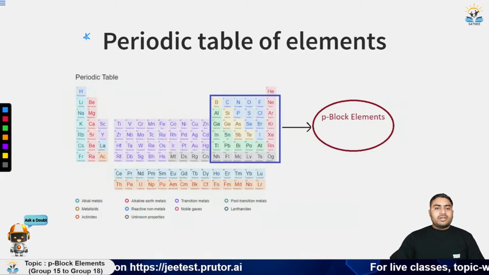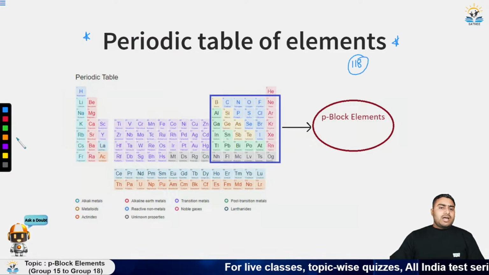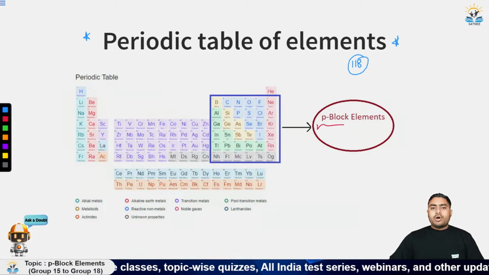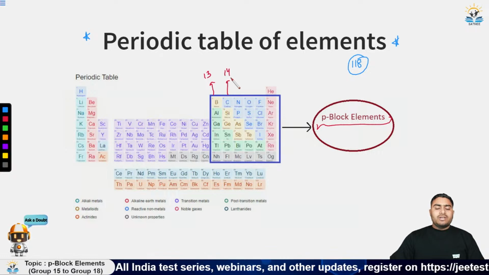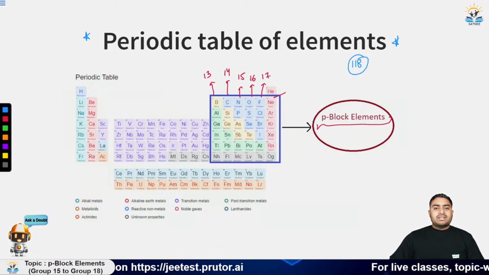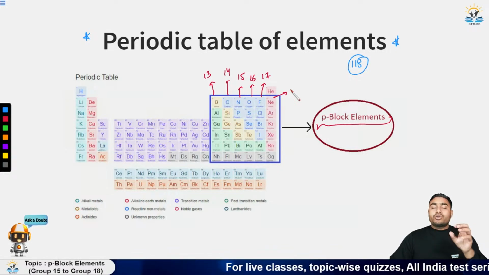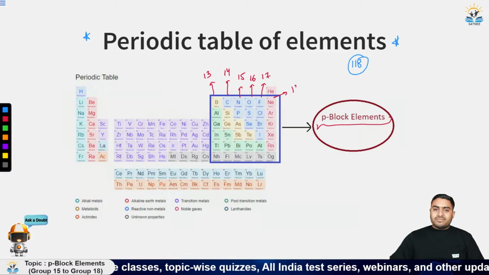Now you can see the periodic table. As you know very well, in this periodic table 118 elements are there, and out of these 118 elements you can see this box. This box includes the P block elements. This is the group 13 elements, boron family. This is group 14, carbon family. This is nitrogen family, group 15. This is oxygen family, group 16. This is fluorine family, group 17, that means halogens, right? And the last one is group 18, which is noble gases.